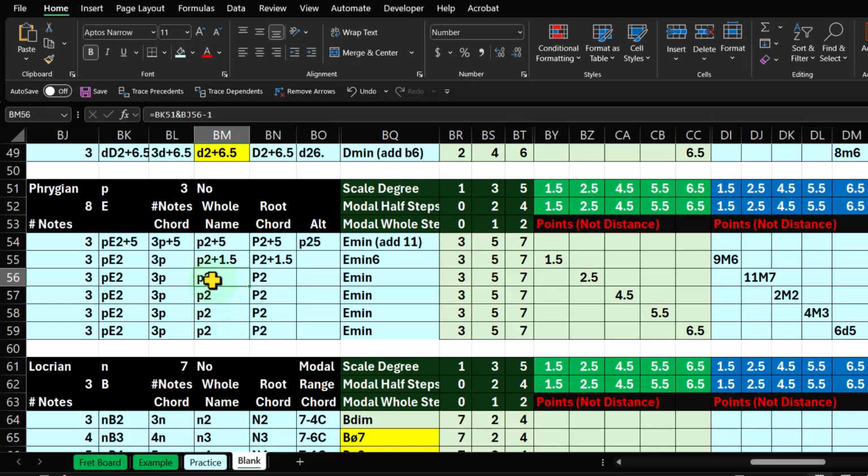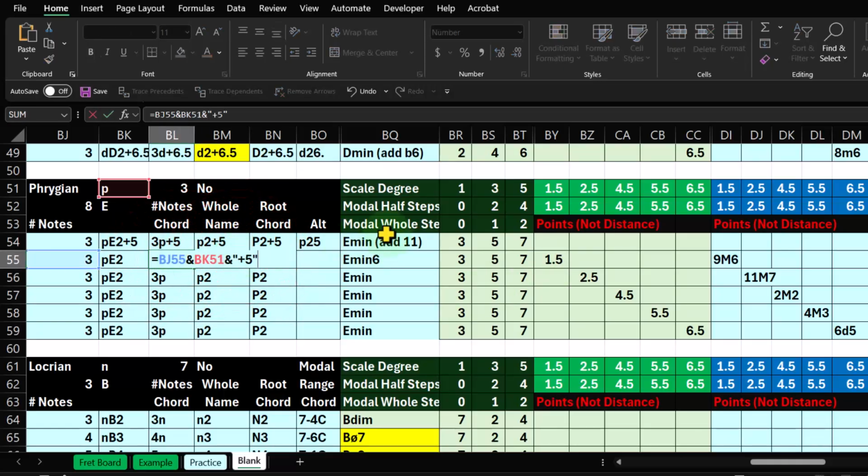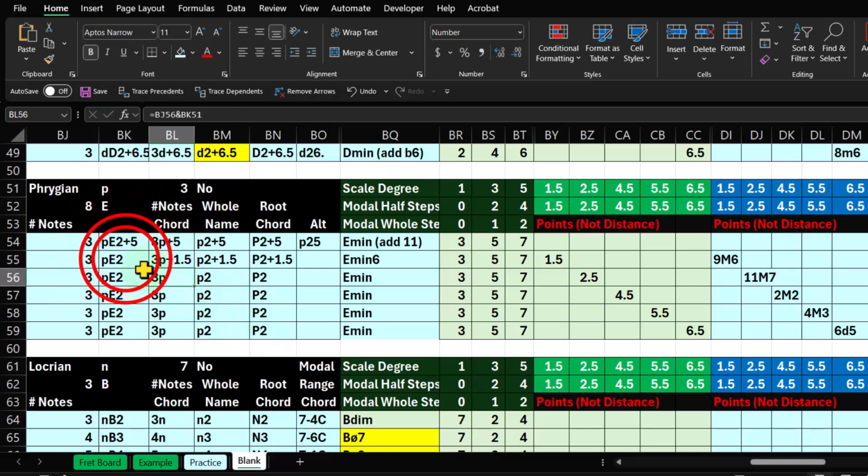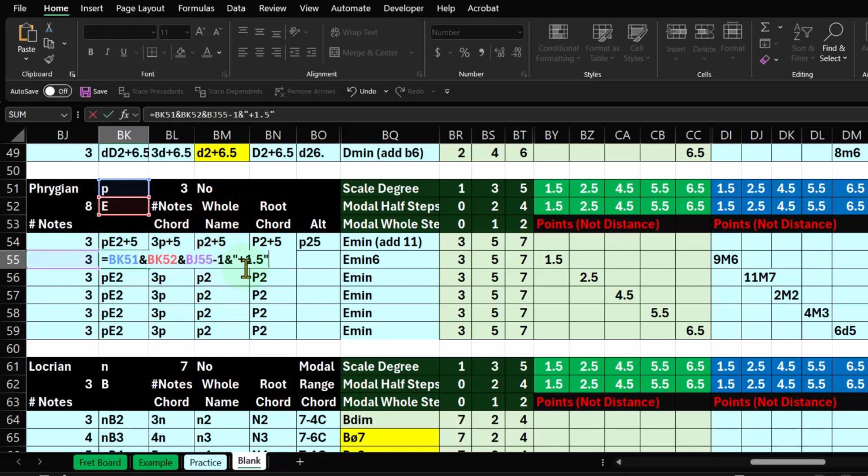So I would rather call it a Phrygian 2 modal whole step, which would be a normal triad. The 2 modal whole steps would be 4 modal half steps with a 5th scale degree up. And then I'm going to add the nodal point 1.5, not distance, now adding a point 1.5. Or I can say it with a 3, it'd be a 3p and 1.5. This should be 1.5, and then I'll copy that. And if I want to add the note, it would be a 3e 2 and 1.5.